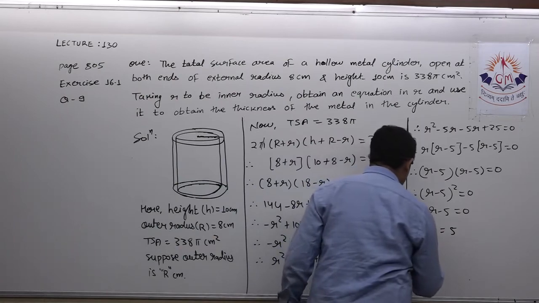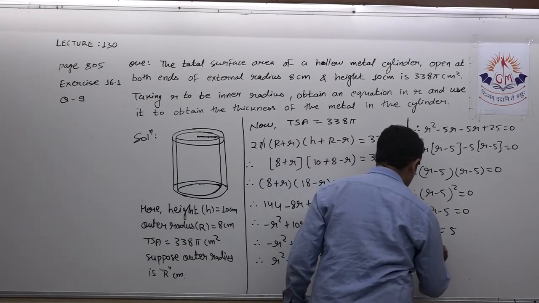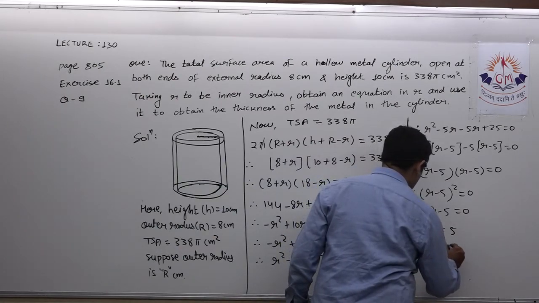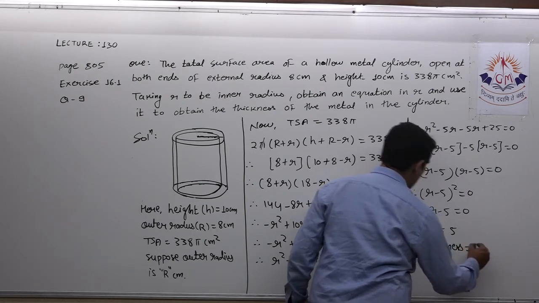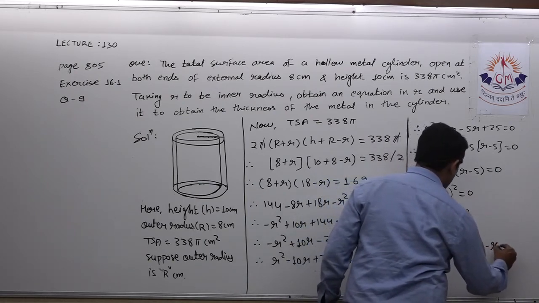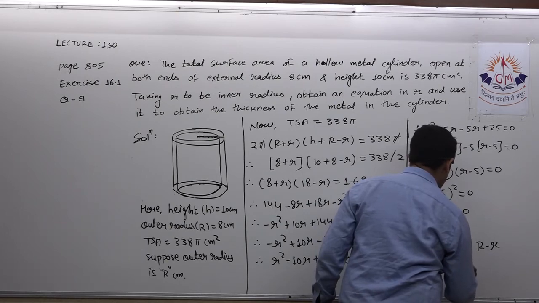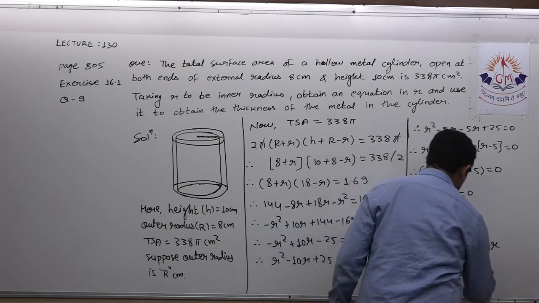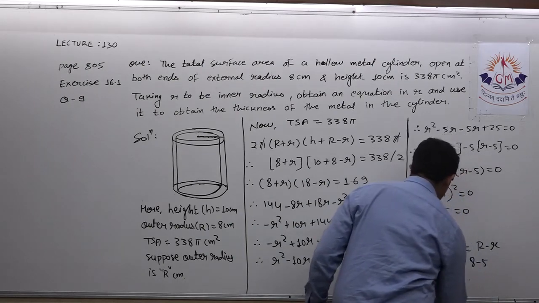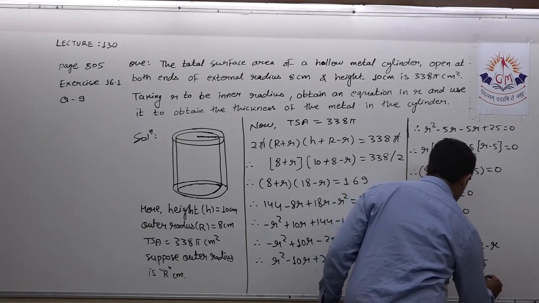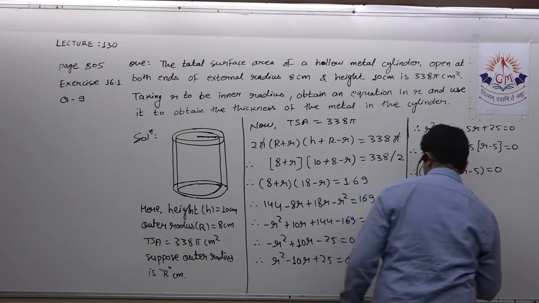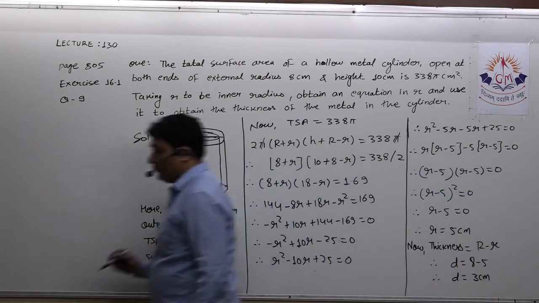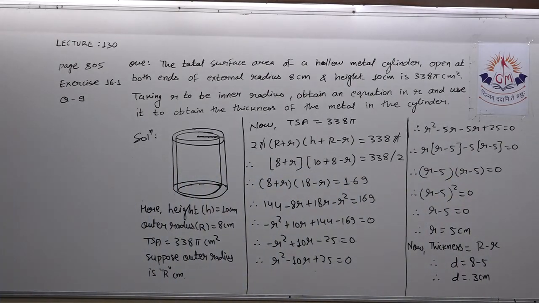But what we have to find? Thickness. So now thickness is equal to capital R minus small r. Therefore, thickness generally be denoted by D. Capital R is 8, small r is 5. Therefore, thickness is equal to 3 centimeter. So that is the final answer. So please note it down. Then we will see the next question.